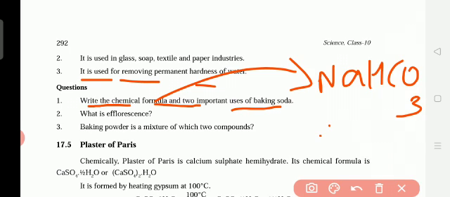And also it is used in fire extinguishers. Okay, putting off fire, the soda acid extinguisher. And also it neutralizes the acidic solution in the body, it removes excess acidity.